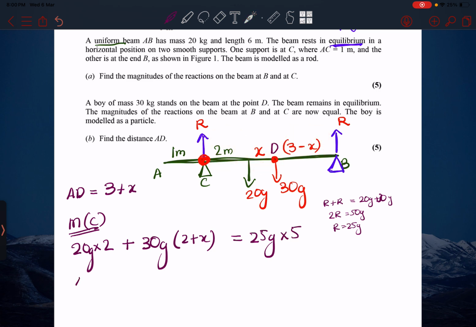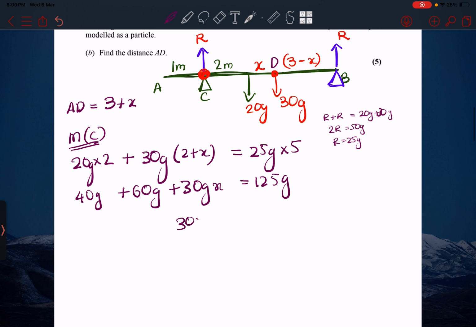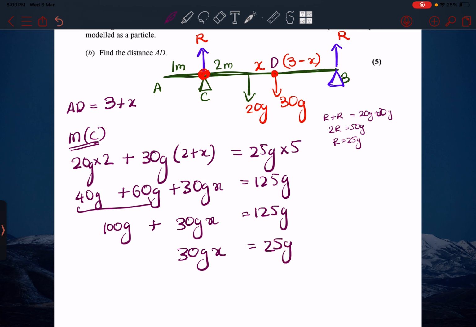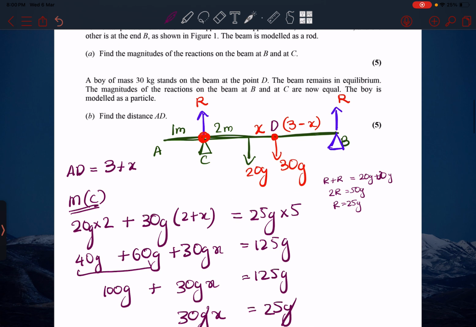So we now have 40 G's plus 60 G's plus 30 Gx equals 125 G's. This will then become 100 G plus 30 Gx equals 125 G. Subtract 100 G on both sides, that would become 25 G. Cancel out the G's. X is equal to 25 over 30, which is 5 over 6. So x is 5 over 6.